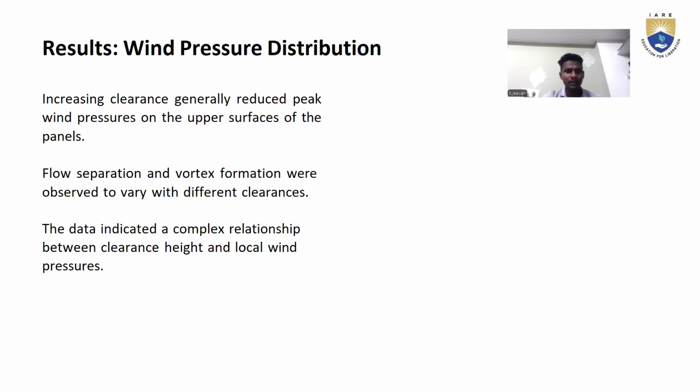We observe the result of the wind pressure distribution. When the clearance increases, the peak wind pressure on the upper surface of the panels reduces. Flow separation and vortex formation vary with different clearance, and the data show a complex relation between clearance height and local wind pressure.